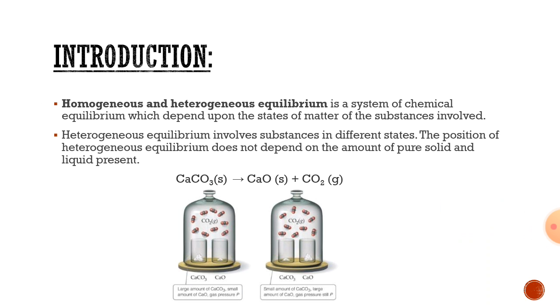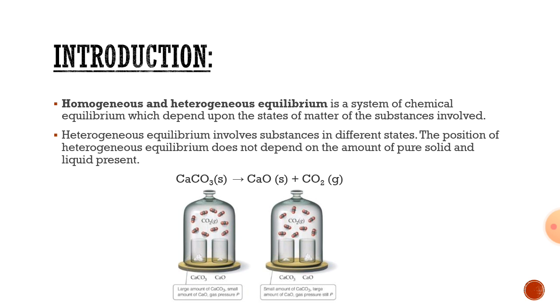Homogeneous and heterogeneous equilibrium is a state of chemical equilibrium which depends upon the state of matter of the substance involved. Homogeneous involves the same phases, but heterogeneous involves different phases. There may be 2 or 3 states in heterogeneous equilibrium, and the position of the heterogeneous equilibrium does not depend on the amount of pure solid and pure liquid. The substance may be solid, liquid, gas, or any solution.